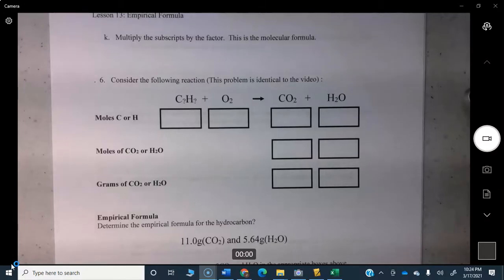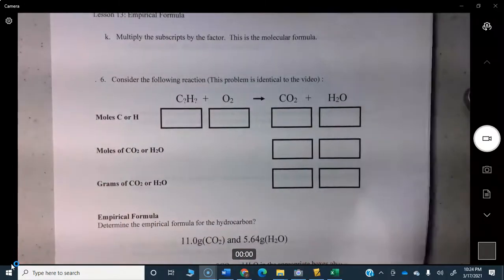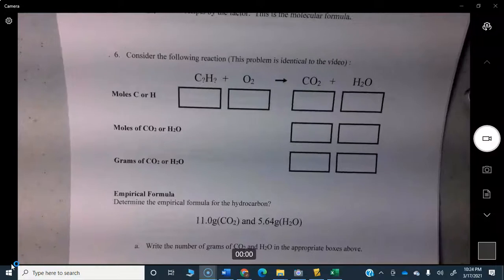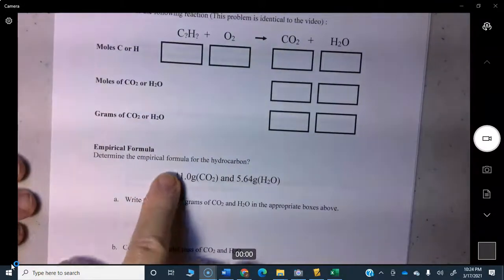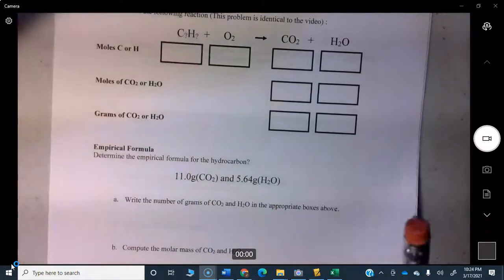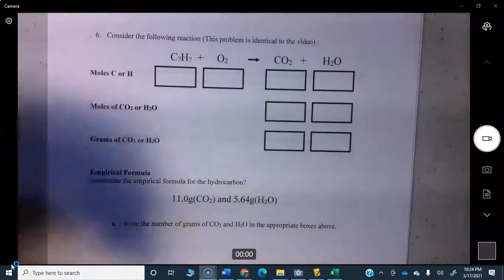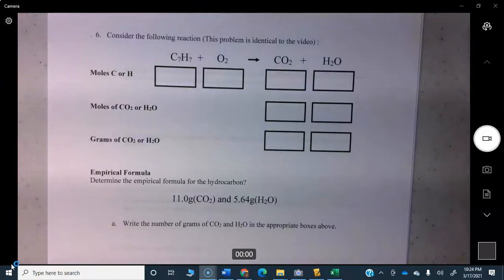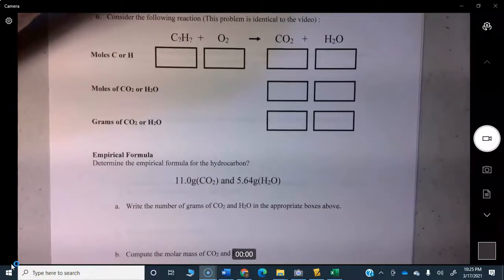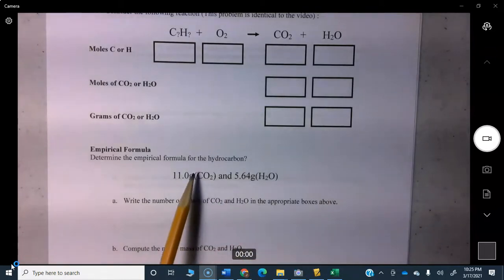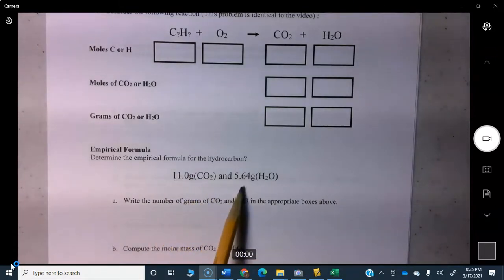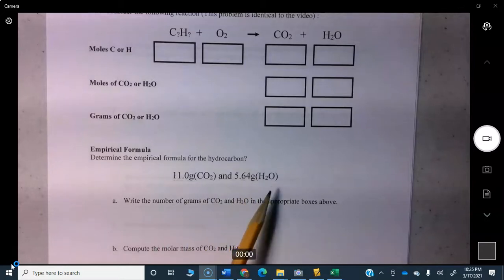Okay, so here we are, we're in number 6. And again, all of these problems are essentially the same, except I've just given you different numbers of grams of CO2 and H2O. So it's just about doing repetition and getting a sense of each of these steps by doing them over and over again. All right, so let's go ahead and do this one, and then I'll wrap this video and you do number 7 on your own. Okay, so you have 11 grams of CO2 and 5.64 grams of water that come from this reaction.